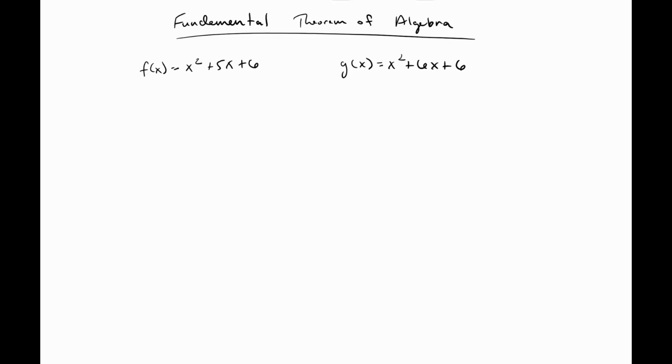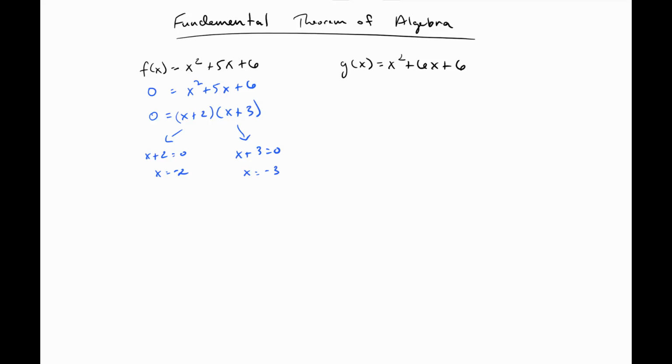So here I'm going to go ahead and talk about the fundamental theorem of algebra. And to do that, I have a couple of examples here. Now, I chose second degree polynomials, just quadratics, but this will work for any polynomial. So the fundamental theorem of algebra has to do with the zeros. So let's go ahead and look at the zeros of the equation on the left here, because they're pretty easy to find.